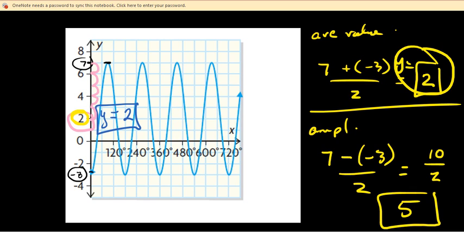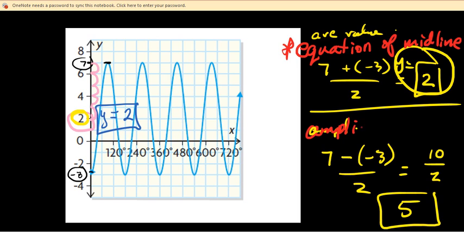So that's a good thing for you guys to remember. The equation of the midline is the average value. Y equals the average value. And the amplitude, I'll just rewrite over that, is half of the range, really. That's half of the range. Okay. Any questions?